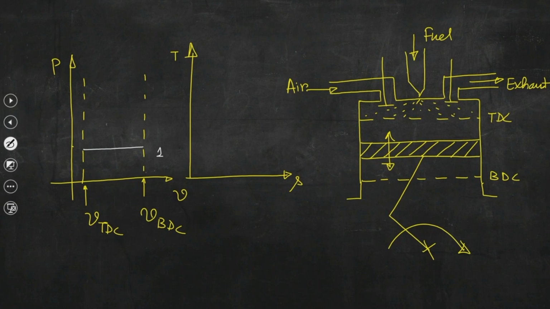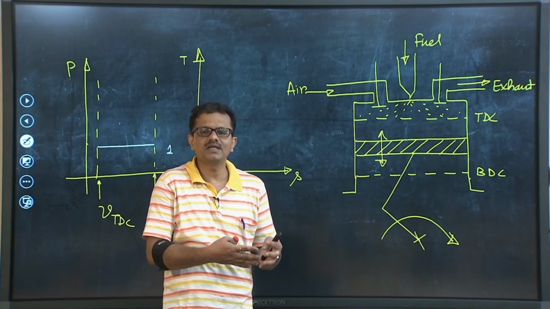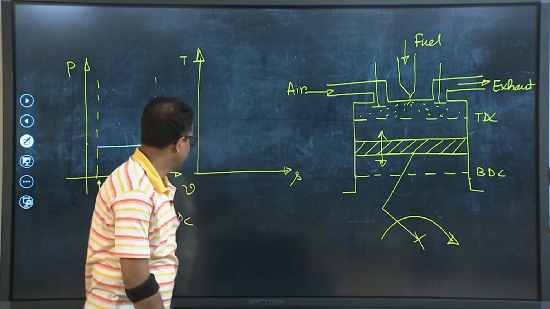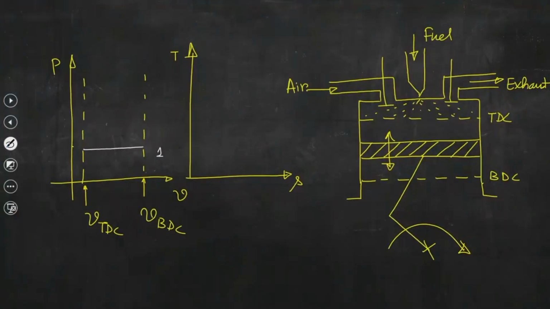When the piston comes back from BDC to TDC, that is the compression process. As I said, we are analyzing all the processes using an air standard cycle, which is the diesel cycle, and we assume that the working substance behaves like an ideal gas, so we can use the ideal gas equation to find the pressure and temperature at the end of different processes. This is the compression process, and as discussed in the last class, it is represented by an isentropic compression process.